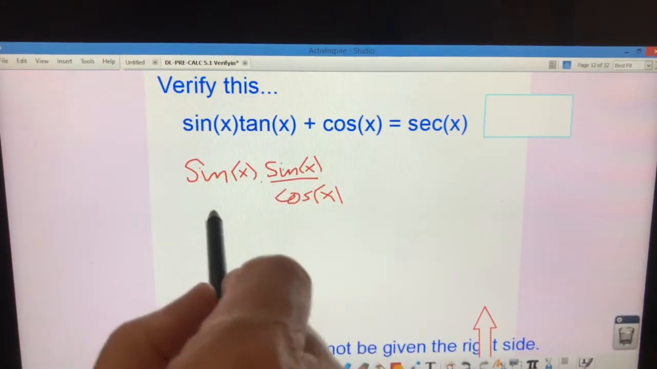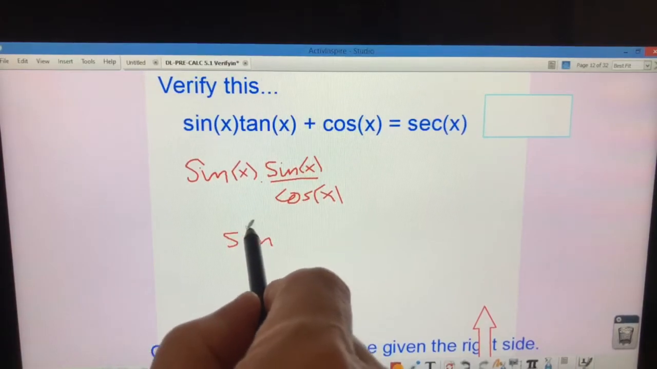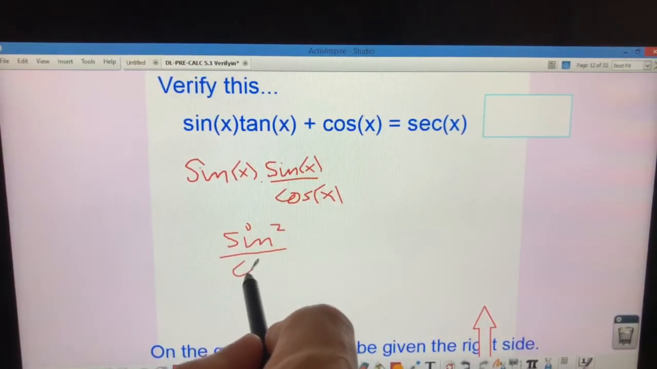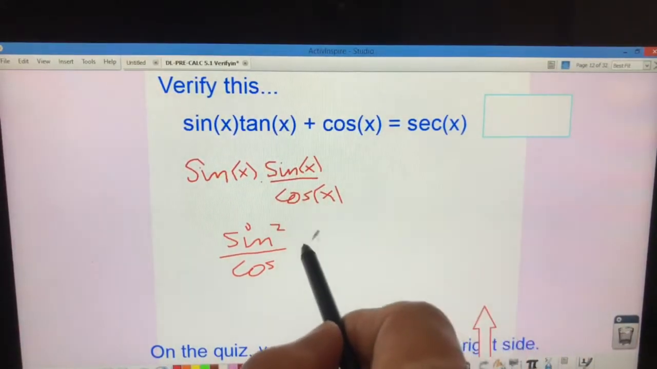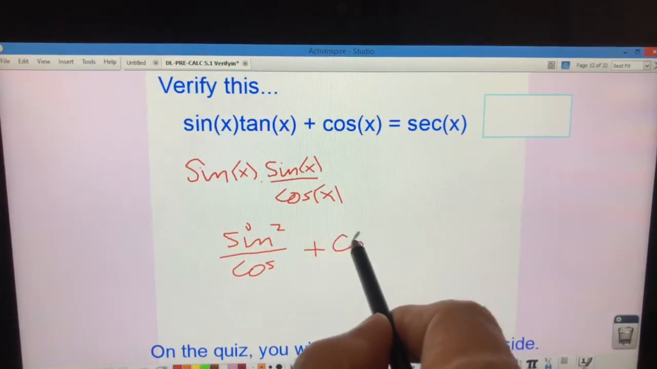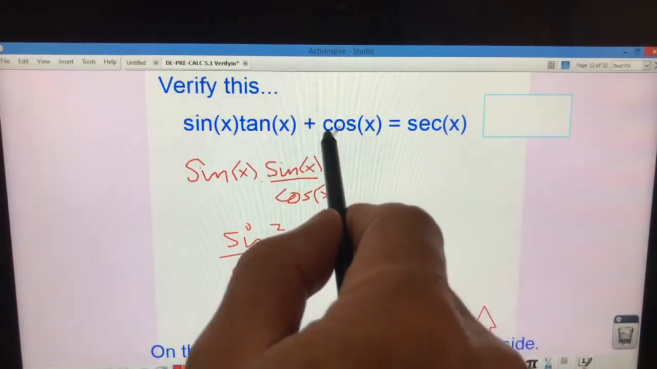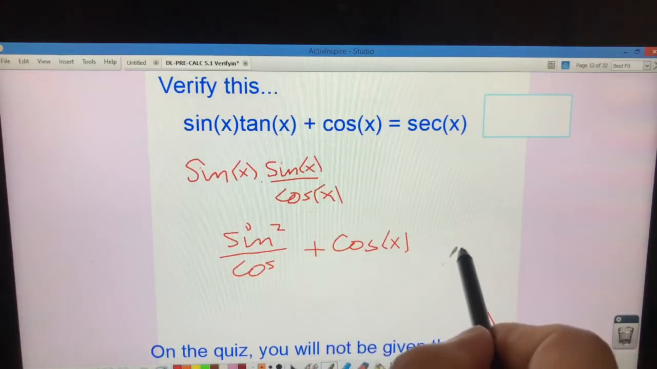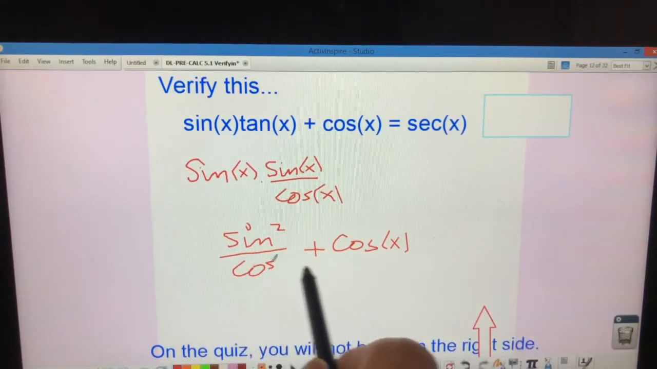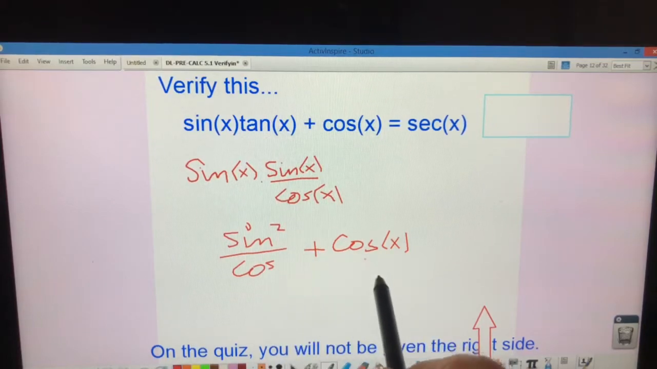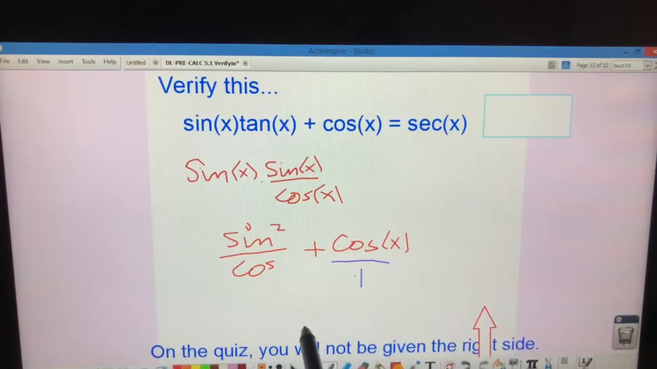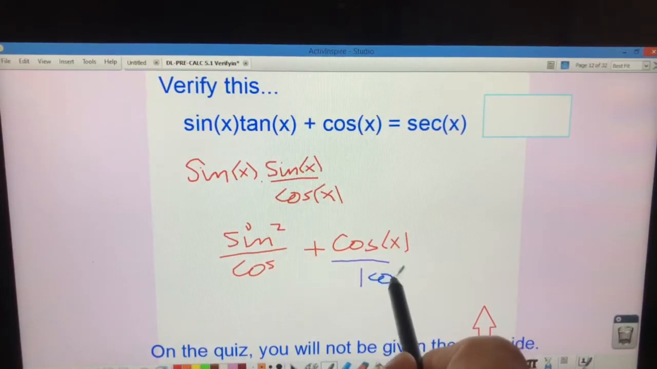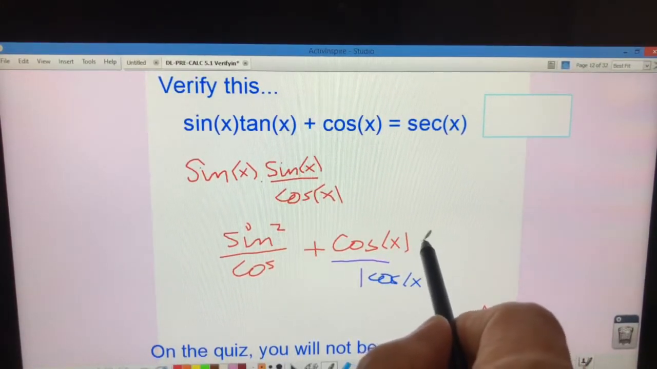When you multiply those, I get sine squared over cosine of x. I don't have to write the x if I don't feel like it. Now plus another cosine here, that's the cosine in the back. I'm not going to play with the secant. Now if I want to add these, I have to get the common denominator. Right now this denominator is 1. This one is cosine. So I have to multiply by another cosine here and there.